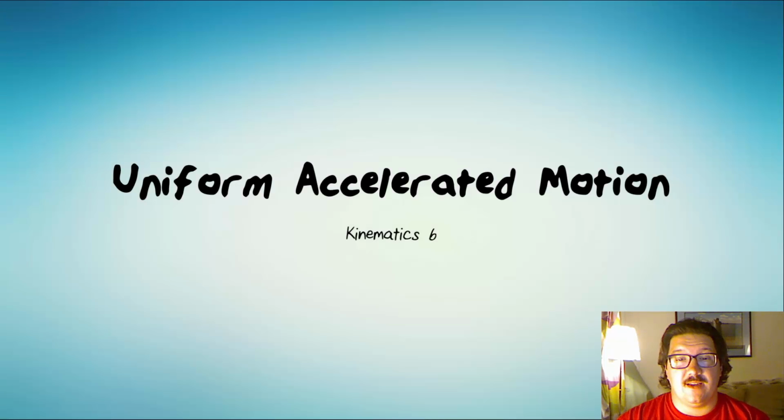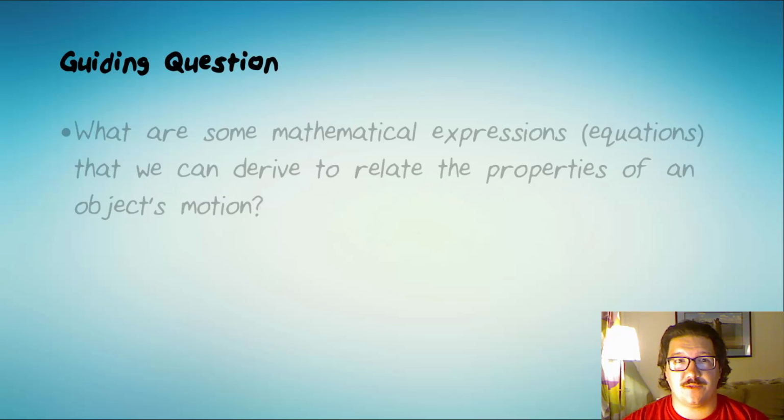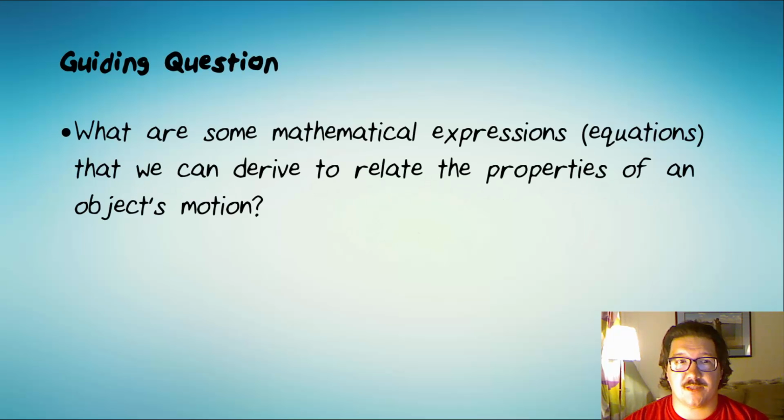The sixth lesson in kinematics is called Uniform Accelerated Motion. And the guiding question for this lesson is, what are some mathematical expressions that we can derive to relate the properties of an object's motion?